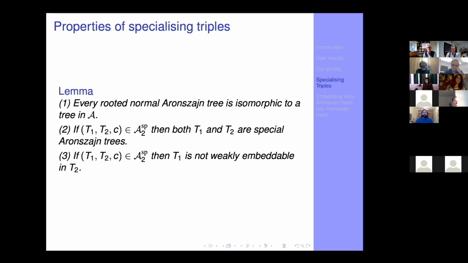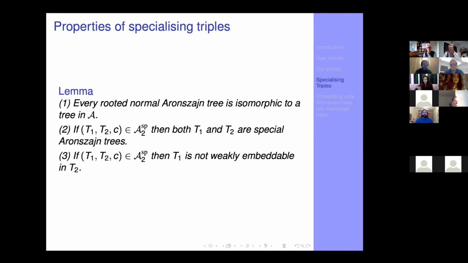Let me also say the third property. If we have such a triple, then T1 is not weakly embeddable in T2. So this specializing triple idea kills two birds at the same time. It specializes the trees and also kills the idea of embedding T1 into T2. Let me perhaps just tell you in words how you would prove the second part of this. And then, the paper is available on my website. You can look at it if you are interested.